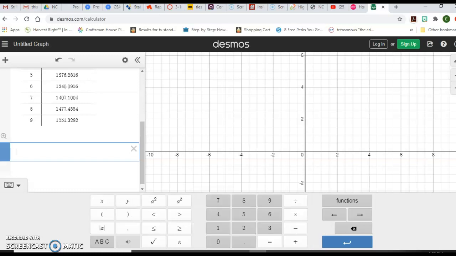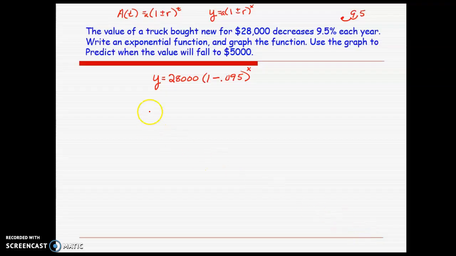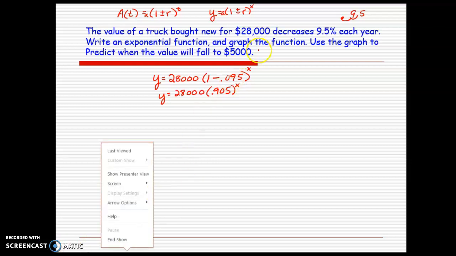1 minus 0.095. Okay, and there you go, 0.905. So you get about 90% of it each year. So y equals 28,000 times 0.905 to the x. Okay, so we're going to do exactly what we did before because we want to see where the y value gets to $5,000.